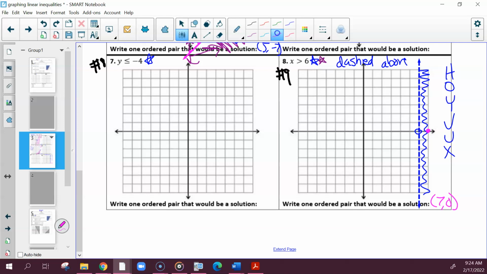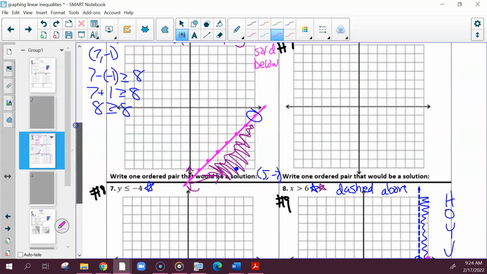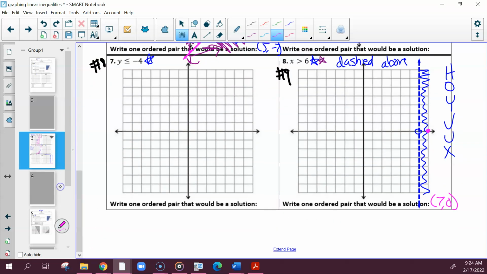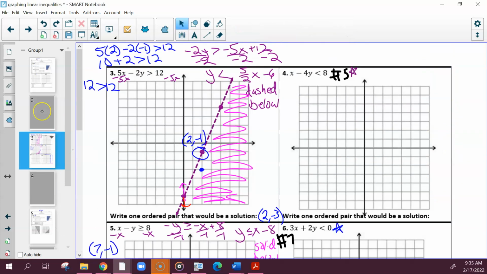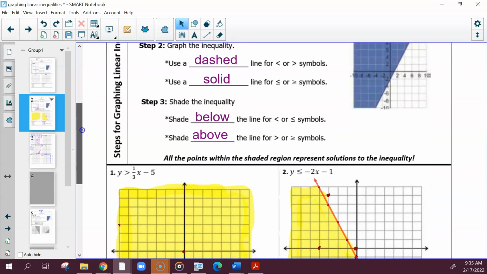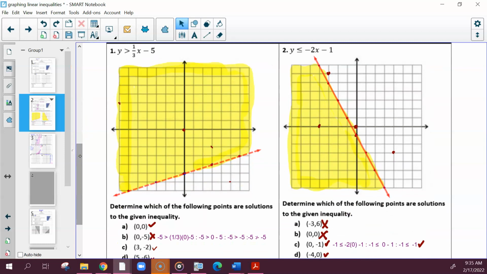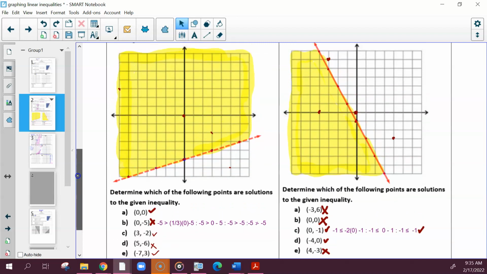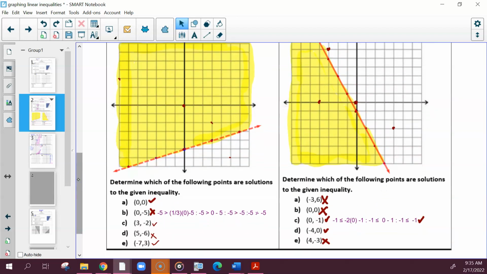I'm going to give you 5 to 10 minutes to work through the remaining 4 problems: number 2, number 4, number 6, and then 7. Then we'll come back and talk about it. Starting at number 2, this was a solid line shaded below. The only solutions were 0, -1, and -4, 0. Do you have any questions on that one?